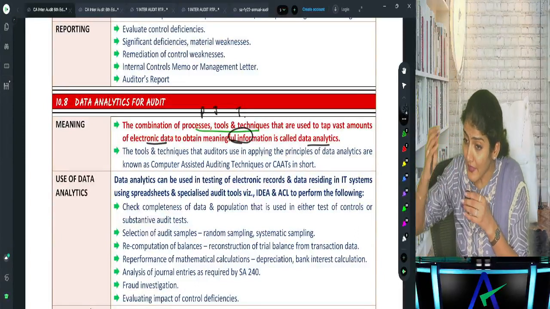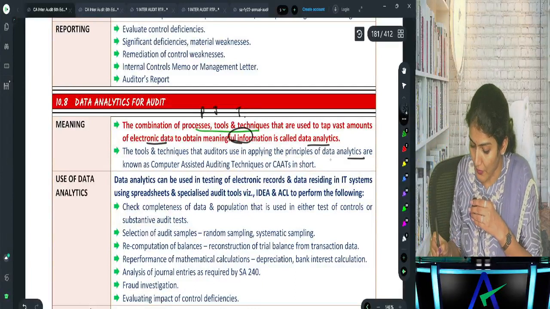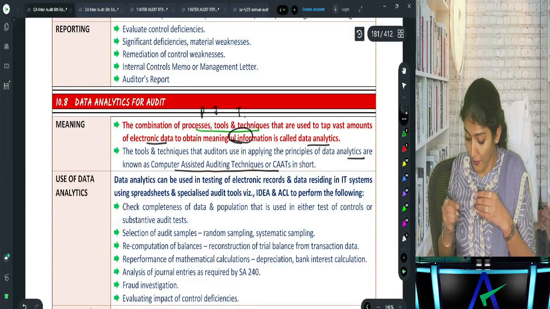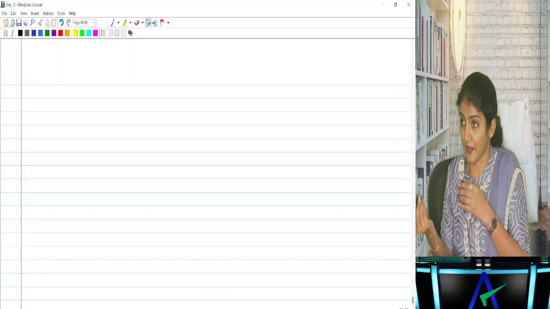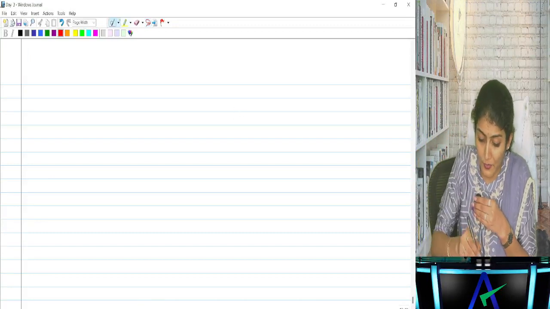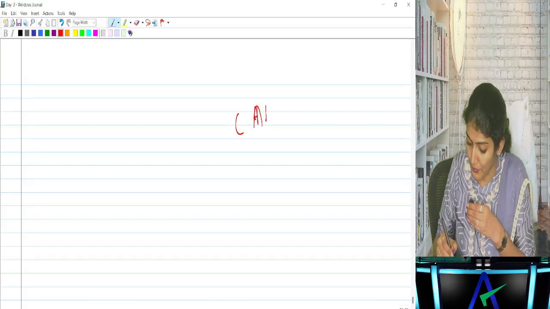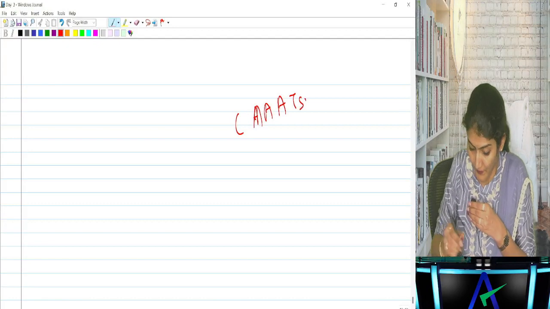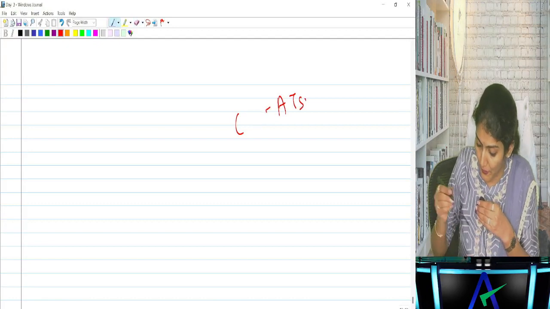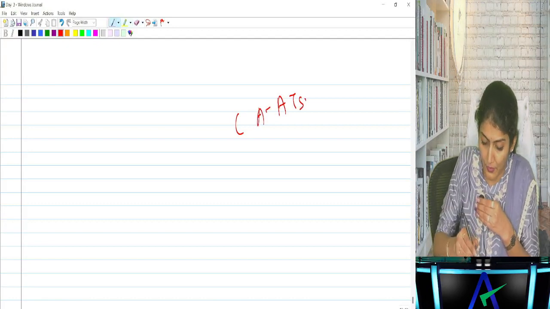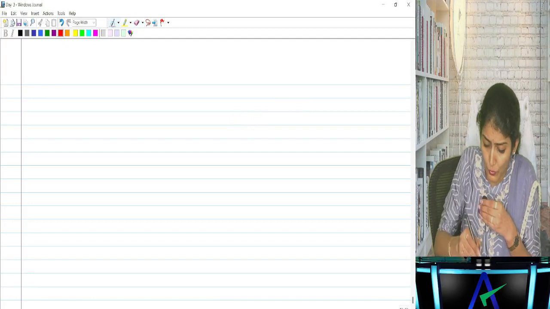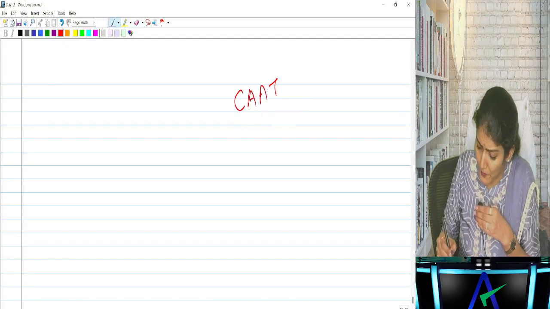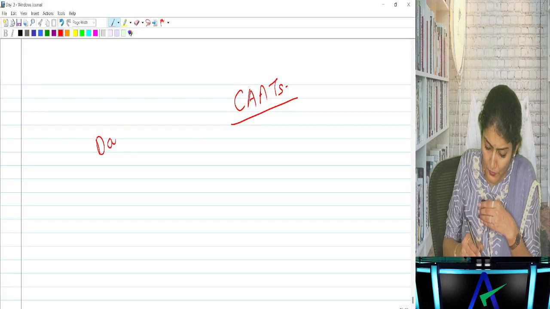And the data analytics which are used in an audit are called CATs, computer assisted audit techniques. I think we always knew it as CATs, computer assisted audit techniques. Did you know this term from before? And then you come to know that earlier the auditor used to make use of CATs, and now he's making use of data analytics. Is it anything new?